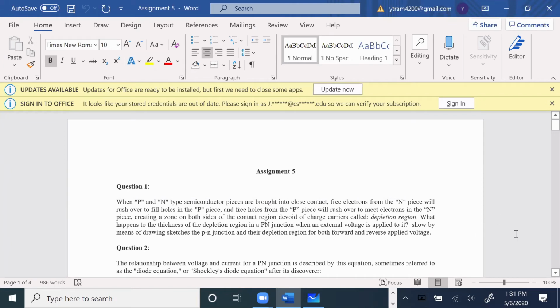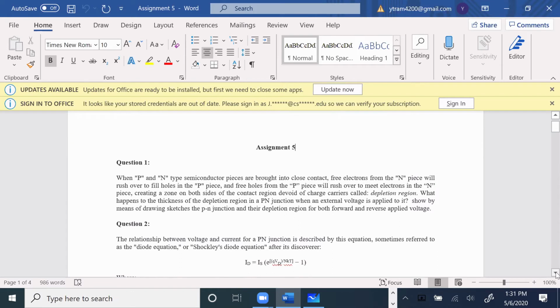Okay, what it says here, when P and N type semiconductor pieces are brought together, basically it's saying that draw the energy band diagram for each one, then the energy band diagram for when they are connected together, and the energy band diagram under the influence of positive or negative bias. I guess that's what he's asking. Okay, so let's do this. That's not very difficult.